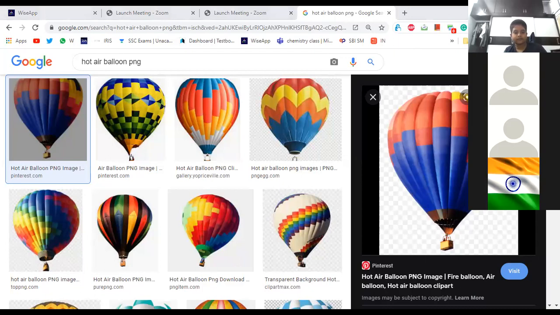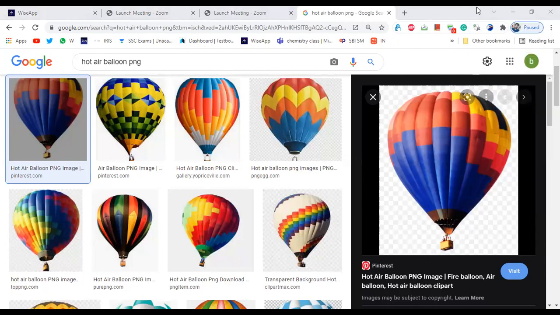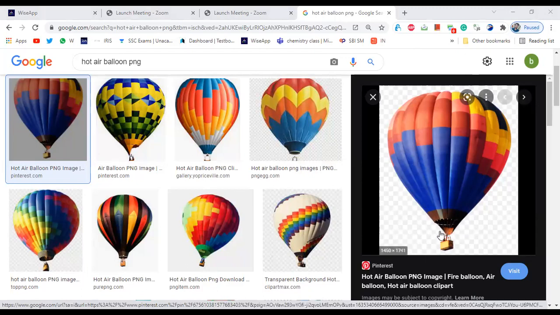Okay, sir. So this is a hot air balloon. We see a cart-like thing, right, sir? In that we can stand and travel. We'll sit in this spot.